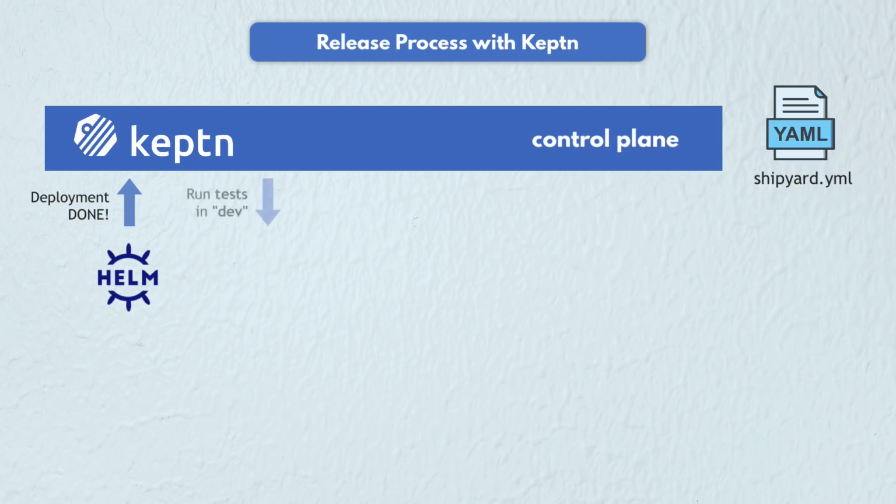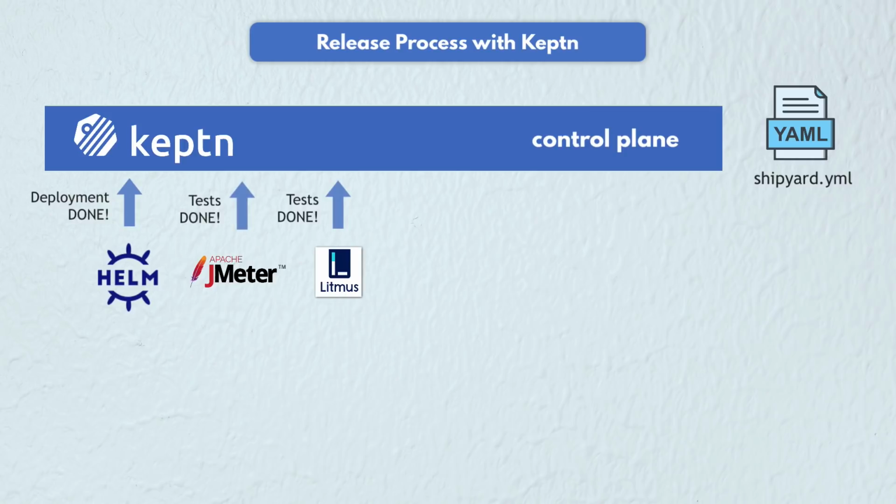So Keptn now triggers the event for the next task defined in the workflow, like run functional tests on the dev environment. And in this case, let's say 2 services, JMeter and Litmus service, are both listening for this event. So they both start executing the tests, and once done, both send events back to Keptn saying the task is completed. Now, if any of the tests have failed, Keptn will abort the release because it means there is some issue in the changes. If not, it continues with the workflow.